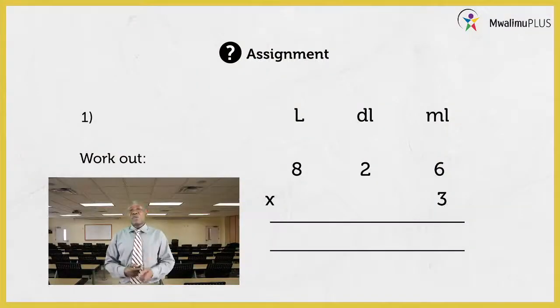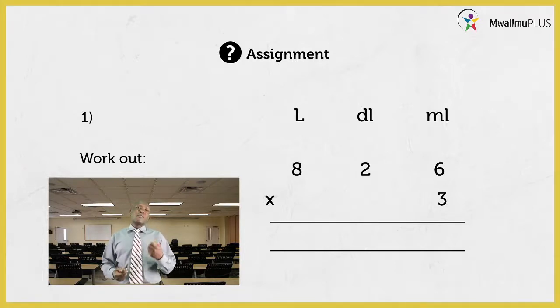So learners, our question number 1 was as follows. You are to work out the following. We had liters, deciliters, and milliliters or ml. So we had 8 liters, 2 dl and 6 ml, and you were to multiply by 3. So learners, what are we supposed to do? First of all, we start multiplying the milliliters side. That's on our right hand side. So we deal with the ml first, then after getting the answer, we proceed on to the dl, then lastly we finish with the liters side.